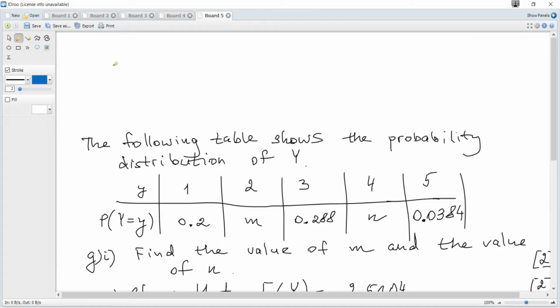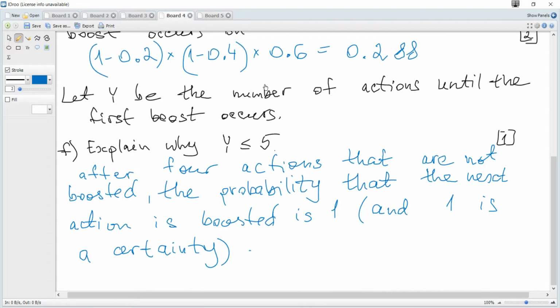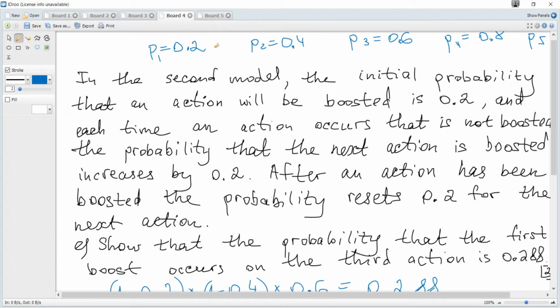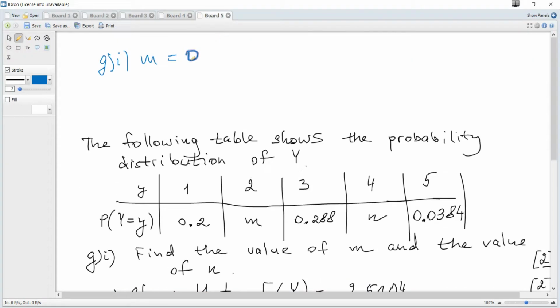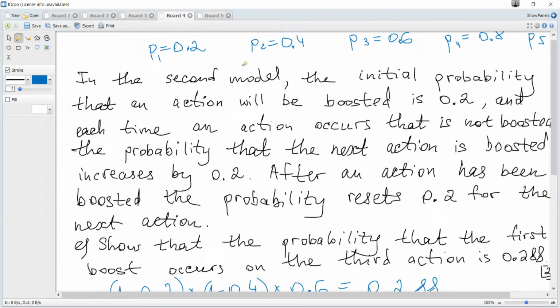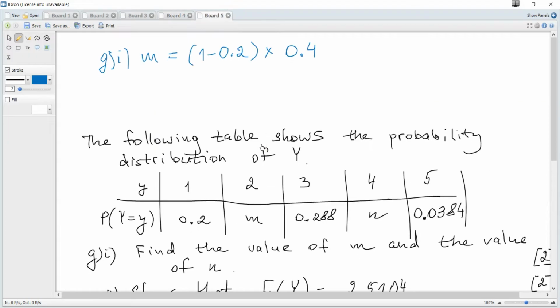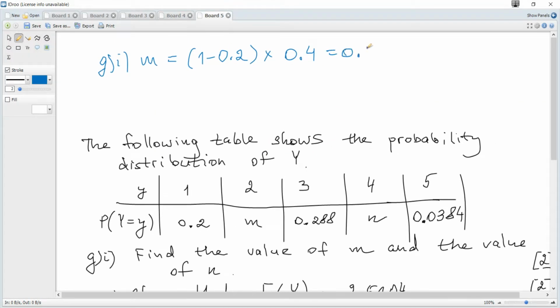m is what? Not event on the first trial, it's 0.8, or 1 minus 0.2 to be more clear, and event on the second trial, or will be boosted on the second trial, and probability is 0.4. 0.4, and it's 0.32.